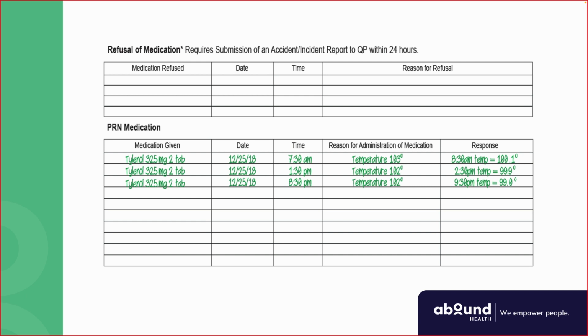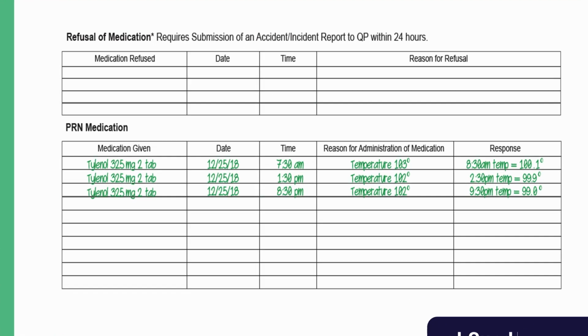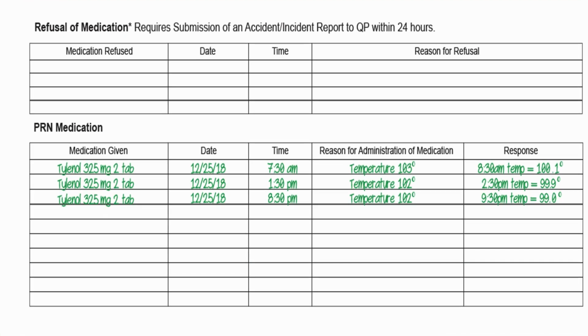So this is the PRN section on the back side of the MAR. As you can see, it has the medication given, date given, time given, reason given, and the person's response to that medication. Those are the 5 things that have to be documented for an over-the-counter PRN medication.